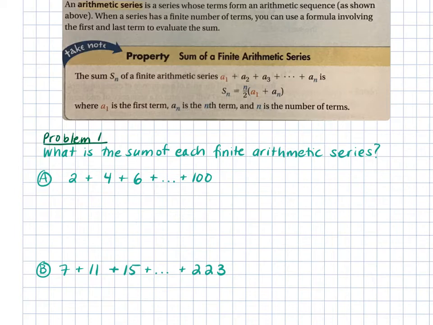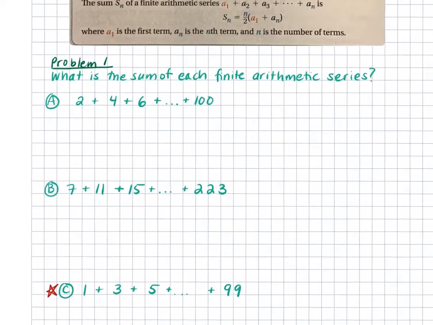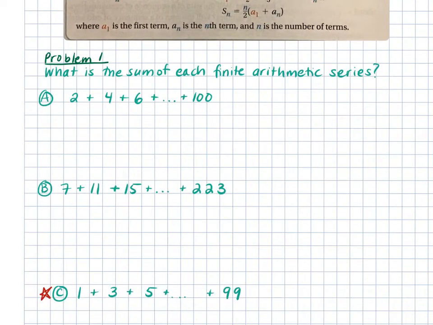So let's see that in action with problem 1. What is the sum of each finite arithmetic series? So the sum here is the number of terms divided by 2 times the first term plus the last term. So the first thing we need is to figure out what this n is. We have the first term and the last term, but how many terms do we have here? This is a little bit easier because it's just all the even numbers up to 100, so there's going to be 50 of those.